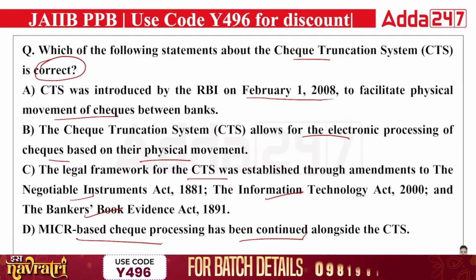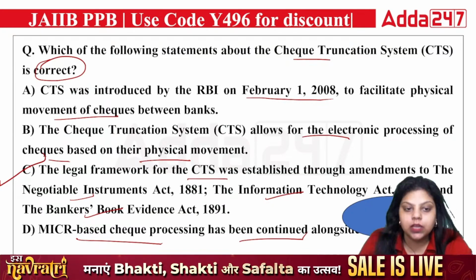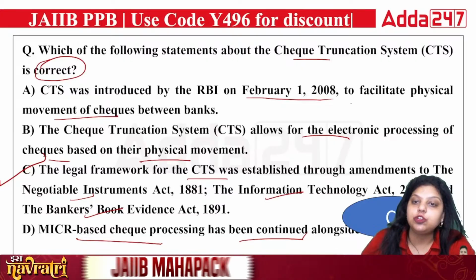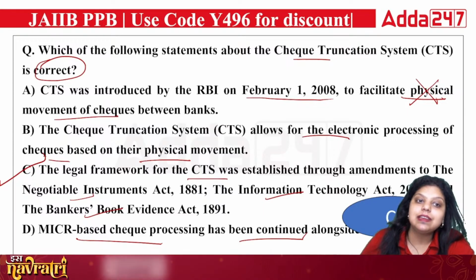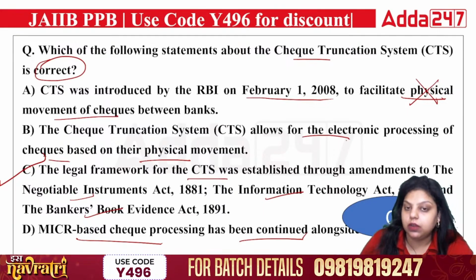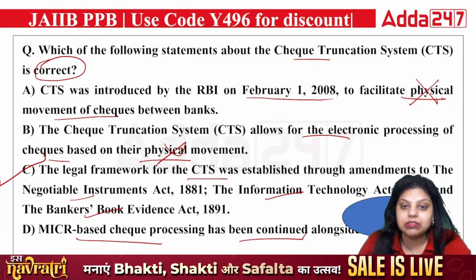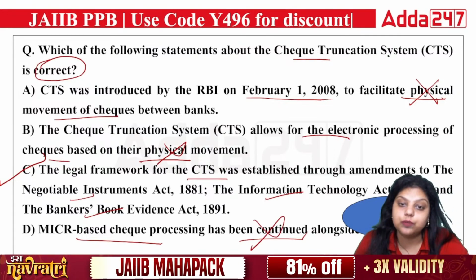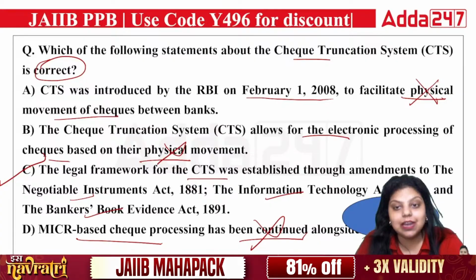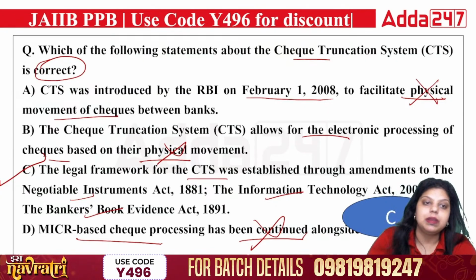And the right answer will definitely be option C. Why is option C correct? Because in the first option, we are saying CTS was introduced to facilitate physical movement. No, it was to stop physical movement. Second is saying CTS allows for electronic processing of checks based on their physical movement. No physical movement will be done. And the MICR based check processing has been discontinued. So these 3 are wrong, but C is correct. The legal framework has been made by these 3 acts. So amendments have been done there.